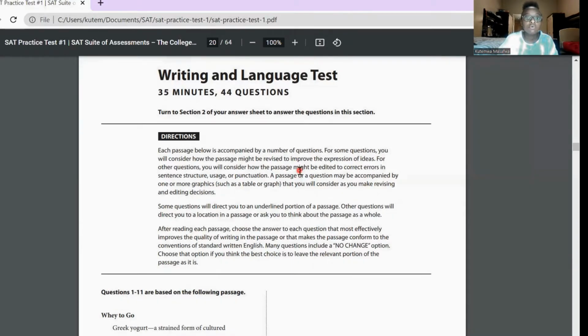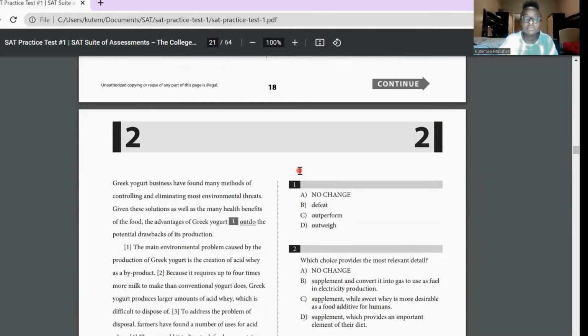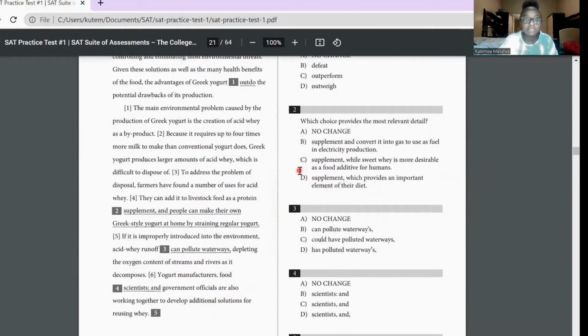So we're going to go through some relevance and order questions together just to see how to apply this information. So we start with number 2. As we can see, there are numbers, so we're going to be asked about order. Number 2 says, which choice provides the most relevant detail? So no focus given, right? And we looked at what to do when we meet such a question.